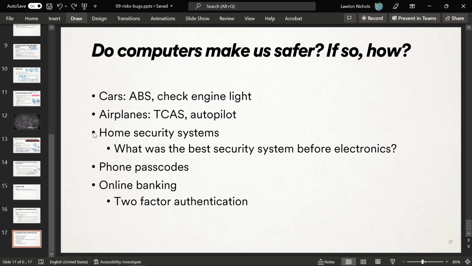That's very important. Home security systems, that's a thing that a lot of people care about these days. And I guess you just had to buy a bunch of dogs, right, before home security systems were a thing. I think it is a bit cheaper to use the electronic version. What else? Phone passcodes. Even though somebody can maybe force you to unlock your phone, there is a passcode that's blocking it from most people, right?